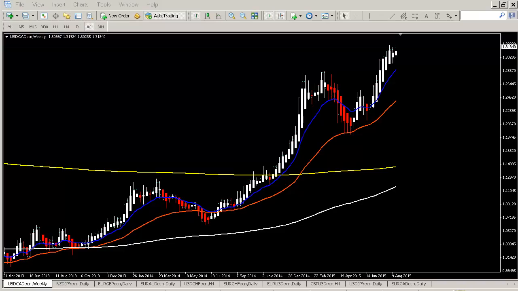Today is, what is today? Let me check. August the 23rd, so this will be for August 24 to August 28. Okay. Let's start with USD Canadian dollar, which is powerful and still trending on the weekly chart.